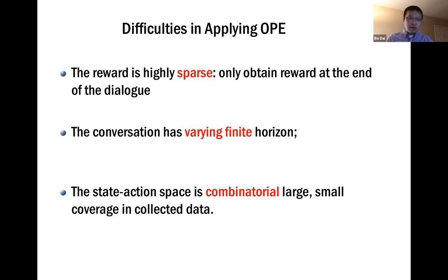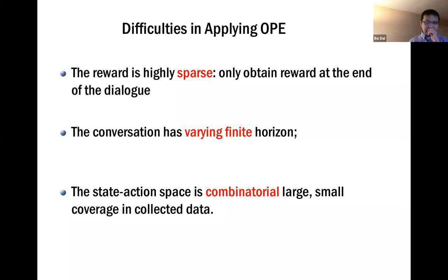The third difficulty actually is the most important one. To make sure DICE is successfully applied, we require an assumption saying the state-action ratio is bounded in our DICE family. But here, because the state-action space is combinatorially large and you only have finite samples, it's difficult to cover every state and action pair. So in your estimator, sometimes if you use the raw data, the tail part is unbounded, which means the variance will explode. So that's the three reasons why DICE is not directly applicable.